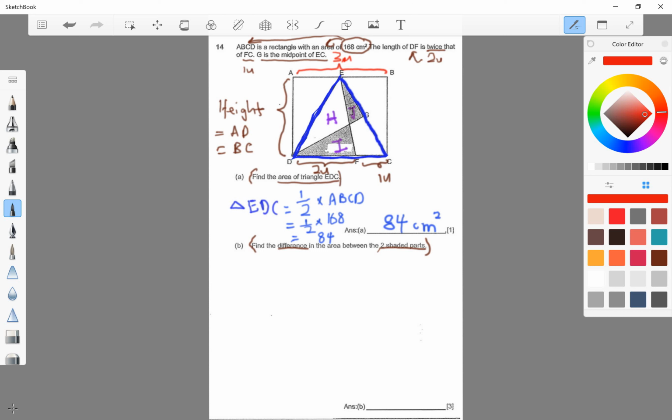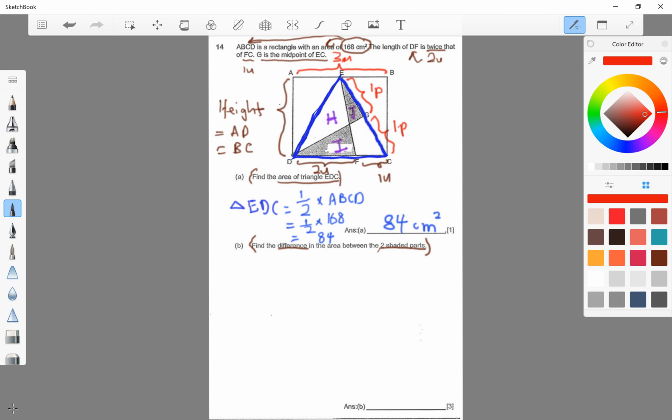And now we come to this interesting part. So EG, G is the midpoint, so we can say that EG is 1 part, and GC has got to be another 1 part. As to how useful this is, we'll look at that later. Alright, so right now we need to find the difference between the two shaded parts.